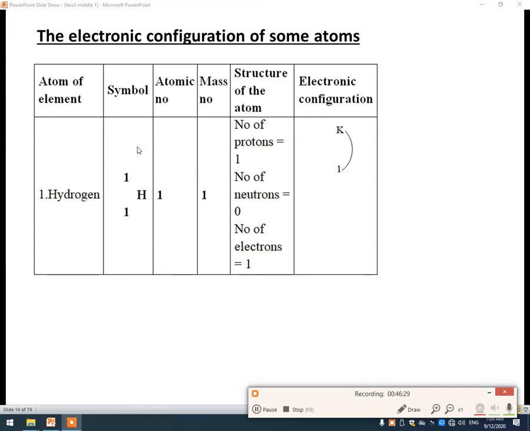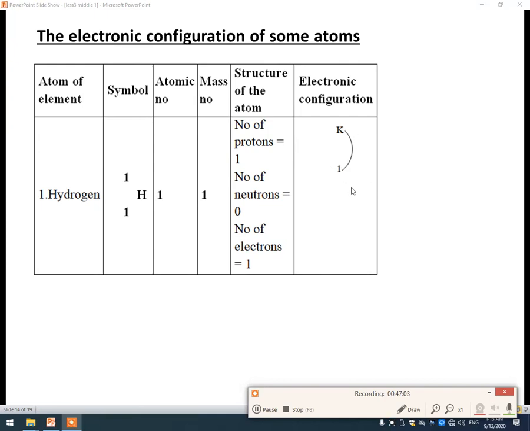Now let's make the electronic configuration of hydrogen. To make the electronic configuration of hydrogen, we said we must draw the energy level. The energy level is like a big bracket, and at the top of it you will write the symbol of the energy level, the first one, second one, and so on, and at the bottom of it we'll write the number of electrons which move in this energy level.